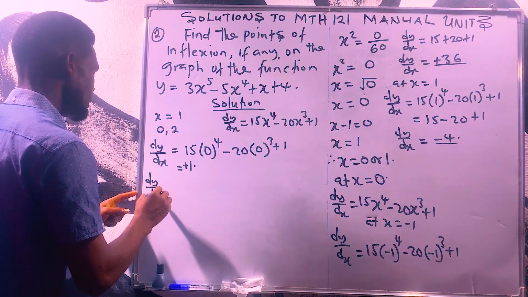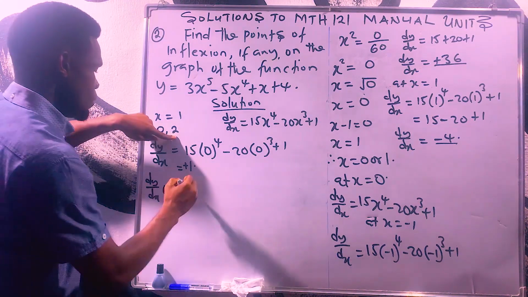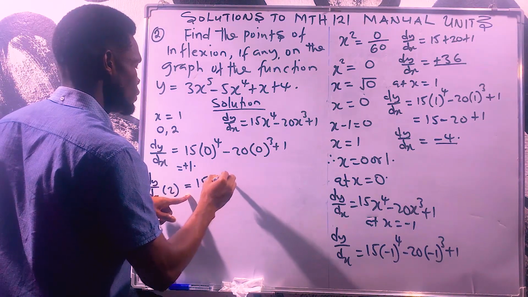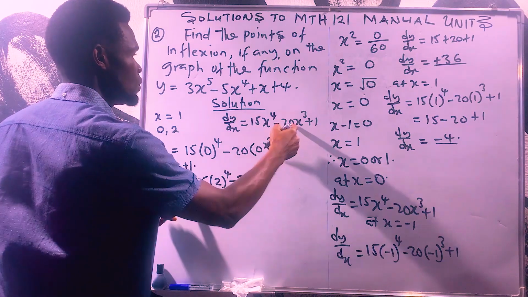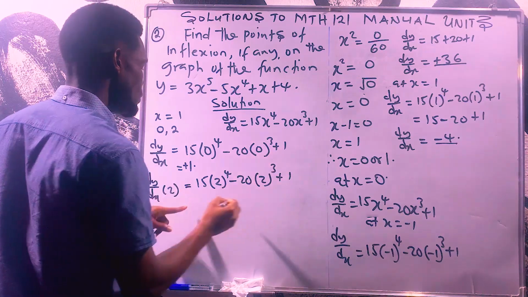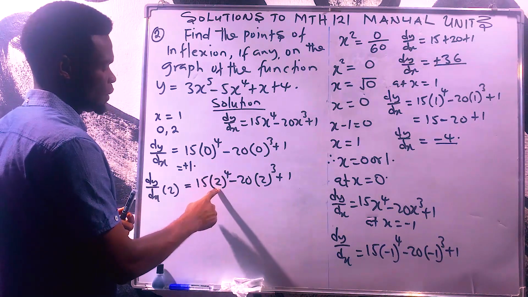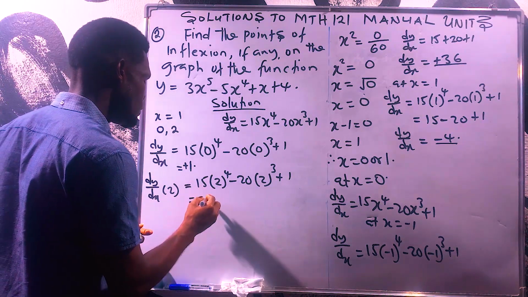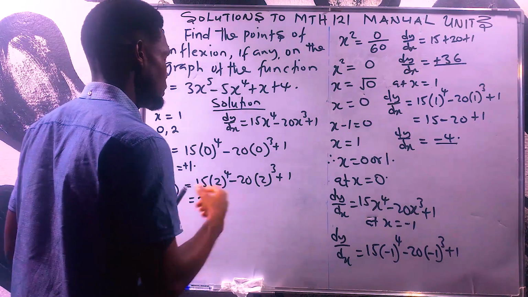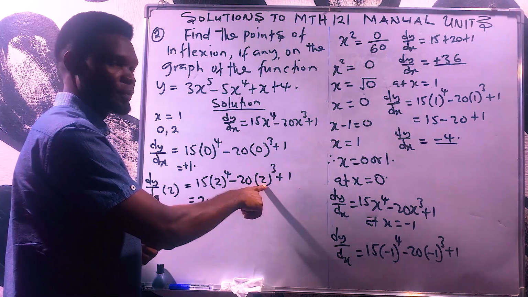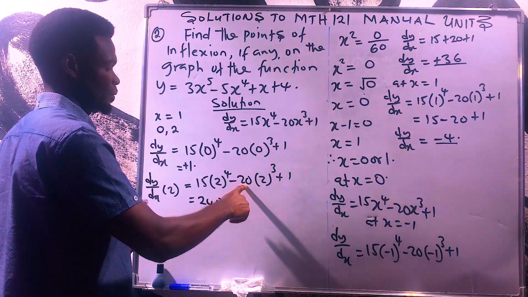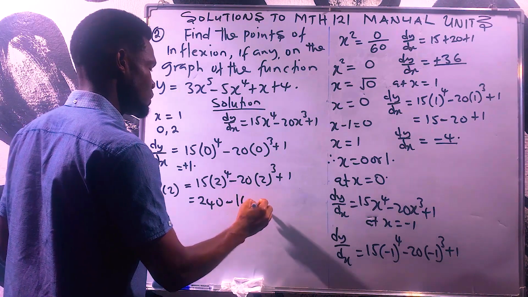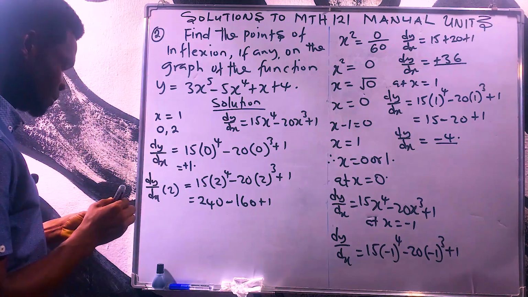So dy/dx at the point where you have 2 will be equal to, let's put 2 in this function. Now that will be 15 into 2 raised to the power of 4, minus 20 into 2 raised to the power of 3, plus 1. 2 raised to the power of 4 is 16. 16 times 15 will give us 240. 2 raised to the power 3 is 8. 8 times 20, please note there's a minus there, 8 times minus 20 will be minus 160, plus 1.